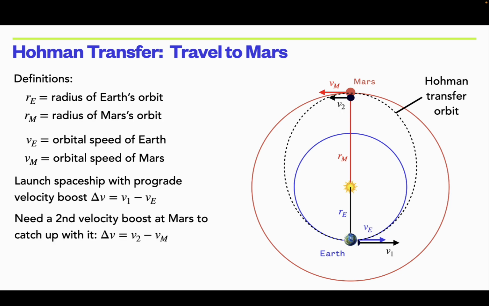Now, once the space probe comes out here, this is going to be at the aphelion point, so it's going to be going much slower here than when it was launched. And it turns out that it'll be going slower than Mars is also. So you'll need to give it another prograde boost to actually catch up to Mars. So it's going roughly the same speed when it arrives.